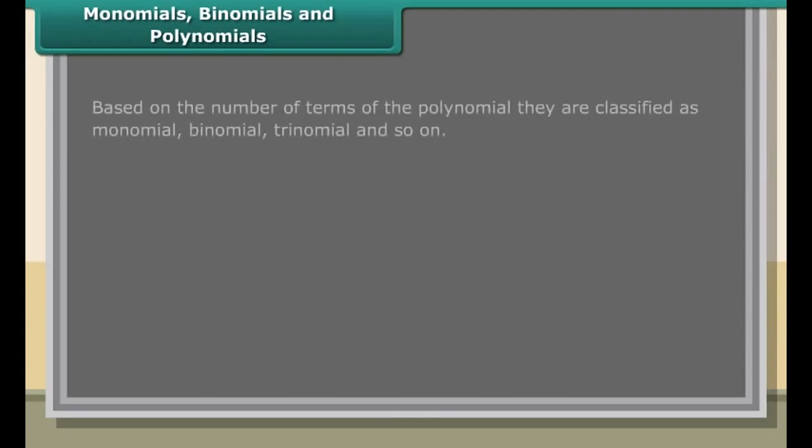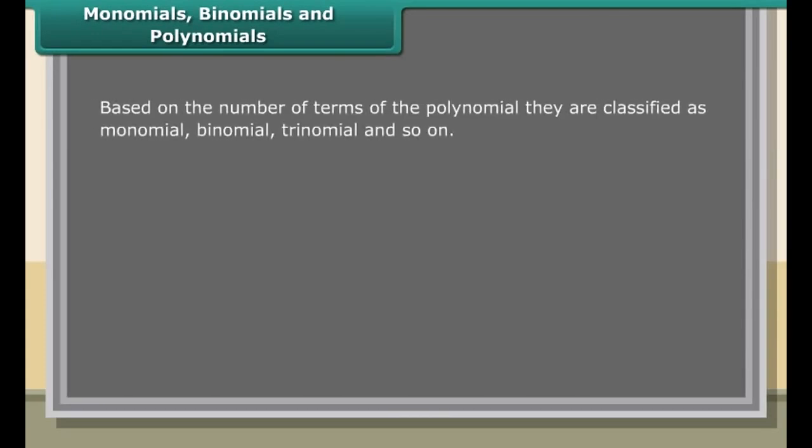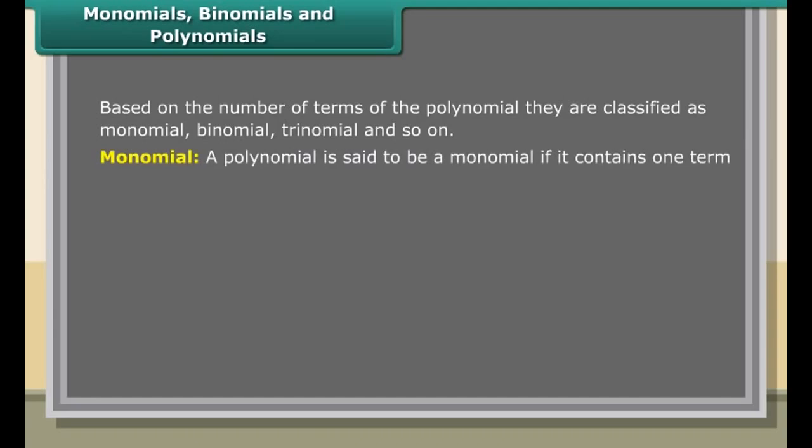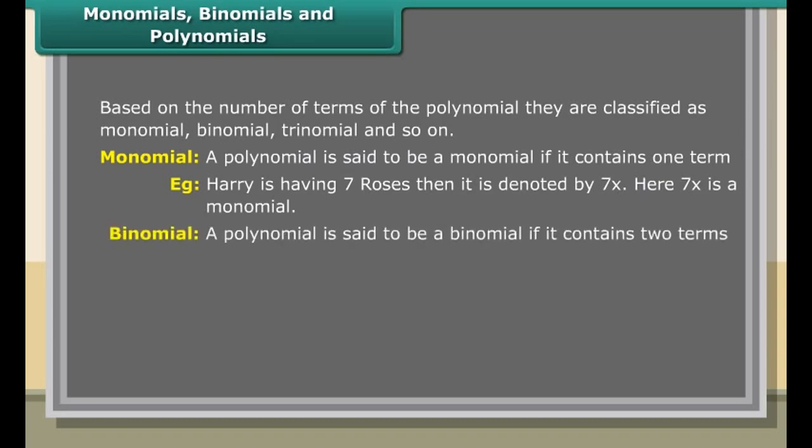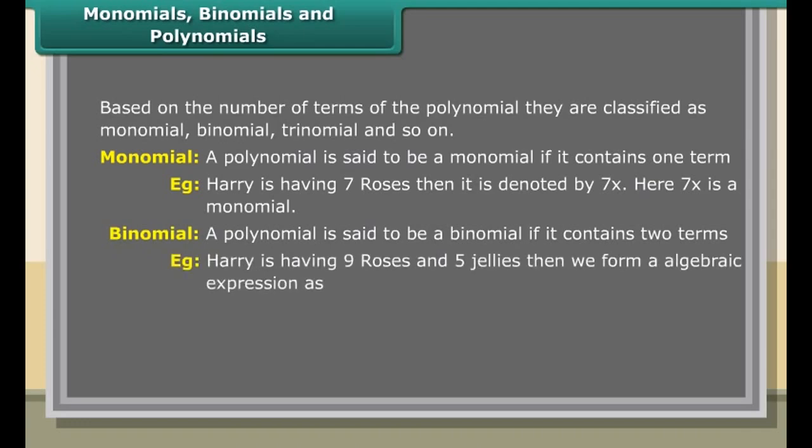Monomials, binomials, and polynomials. Based on the number of terms of the polynomial, they are classified as monomial, binomial, trinomial, and so on. Monomial. A polynomial is said to be a monomial if it contains one term. Example, Harry is having 7 roses, then it is denoted by 7x. Here, 7x is a monomial. Binomial. A polynomial is said to be a binomial if it contains 2 terms. Example, Harry is having 9 roses and 5 jellies.